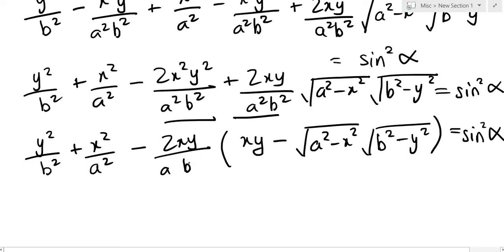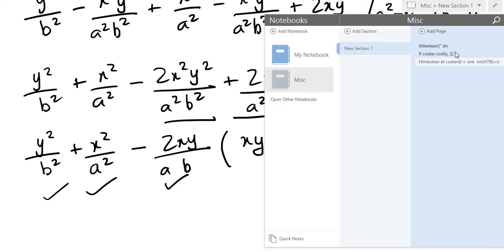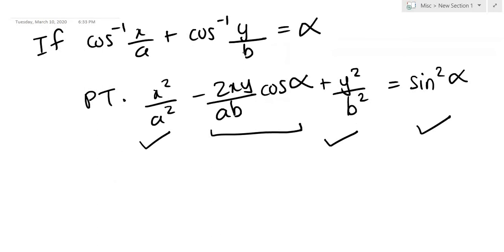So we have 2xy over ab, and now we just need to show that this term is the cos of alpha, because everything else is satisfied. We have this term, we have this term, we have this term, we have the external factor also. We just need to show that this term is the cos of alpha. So for that I need to revisit the original question, and instead of taking sine on both sides, I would like to take the cosine on both sides, because we need a term for cos alpha. So I'll just go ahead and do that.